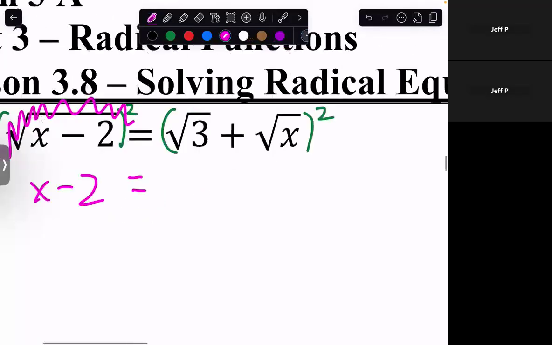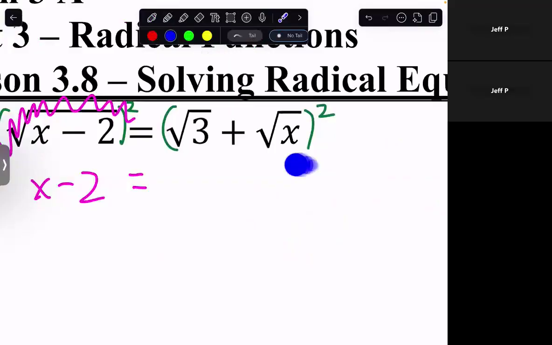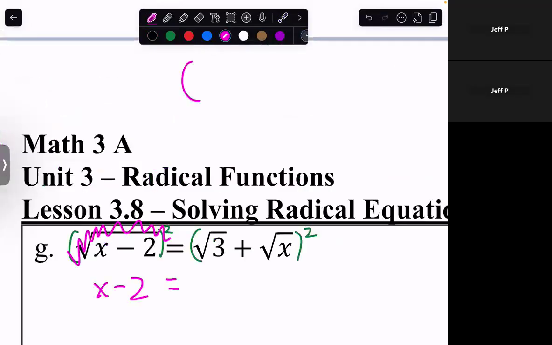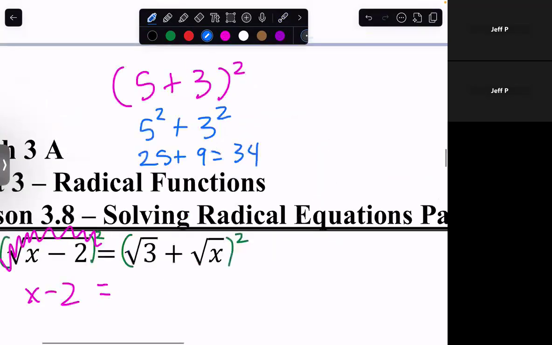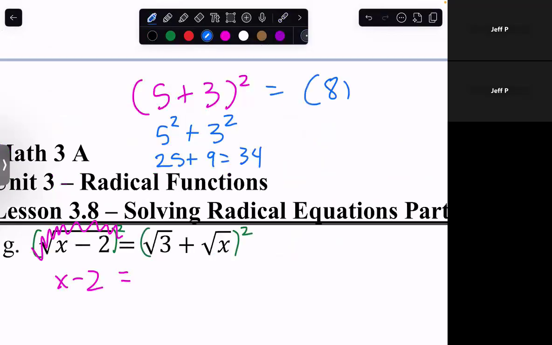Okay, now on this side, very unfortunately, you are not allowed to square the two numbers separately. Okay, so just to prove it to you, let's say that we had something like 5 plus 3 parentheses squared. The incorrect thing to do would be to square them separately, right? Because we know that the correct answer is 5 plus 3 is 8, and 8 squared is actually 64. So you see, when you square the two parts separately, you get a completely wrong answer.